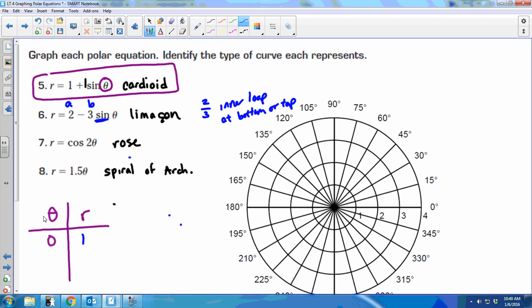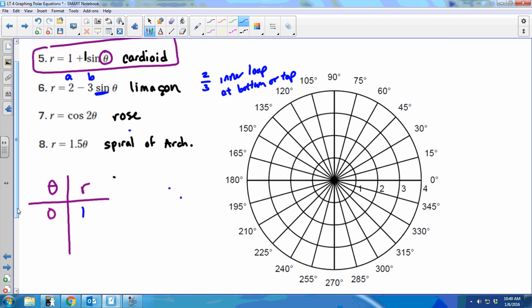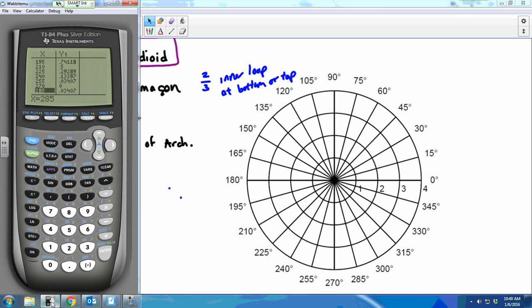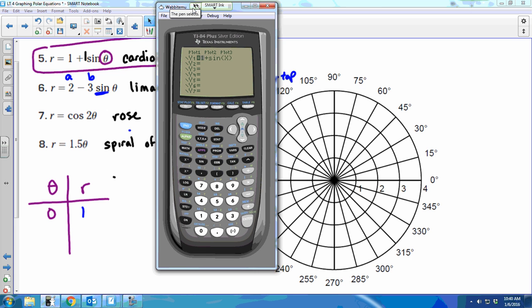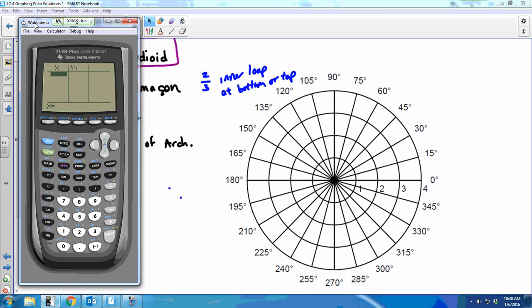Okay? All right, we're going to do the same thing we just did, though. We're going to make a table, and we're going to graph those points. So I'm going to delete all these out. You can delete them individually. Just go up to the top and hit delete. I need to go to y equals and change my equation. So 2 minus 3 sine of x. And now I can start typing things in.